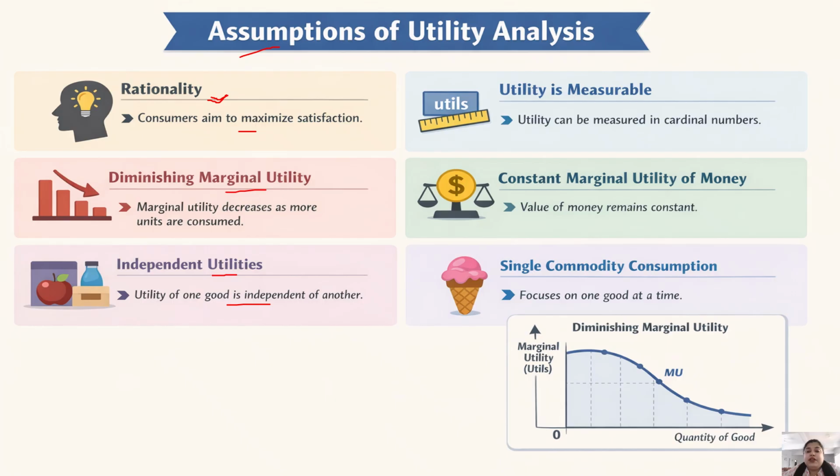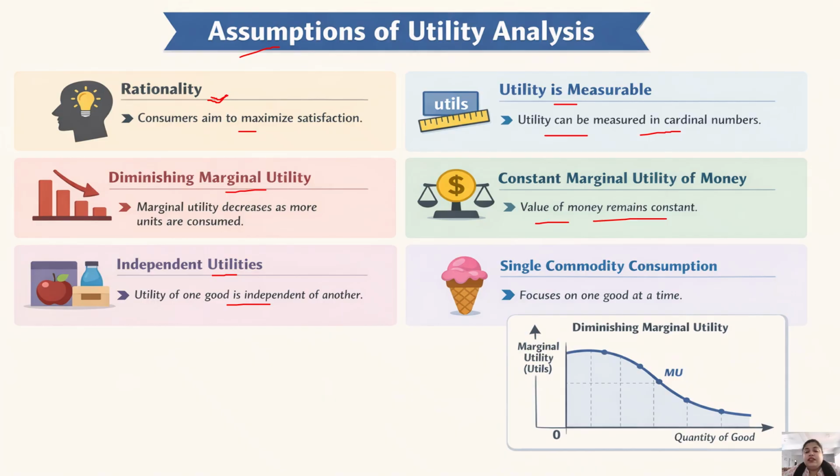The next assumption is that utility is measurable. Utility can be measured in cardinal numbers. It was given by Alfred Marshall. According to Alfred Marshall, utility can be measured in cardinal numbers. The next is constant marginal utility of money. Here, Marshall says that the value of money remains constant.